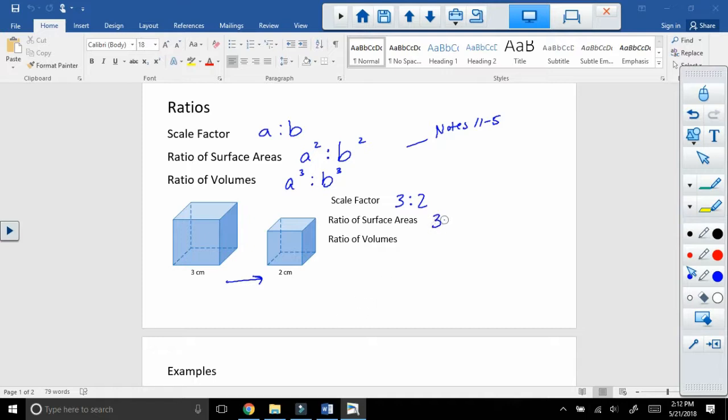The ratio of their surface areas would be 3 squared to 2 squared, which then is 9 to 4. For volumes, it'd be 3 cubed and 2 cubed. So 3 times 3 is 9, times another 3 is 27, and then 2 to the third power is 8. So that would be what you'd have to write in a proportion if you had to look at some examples of this.